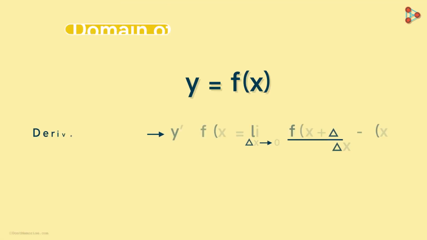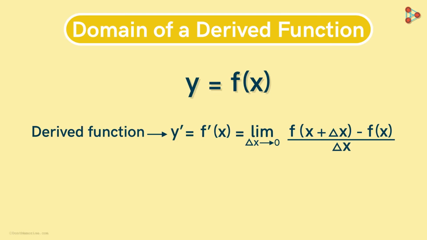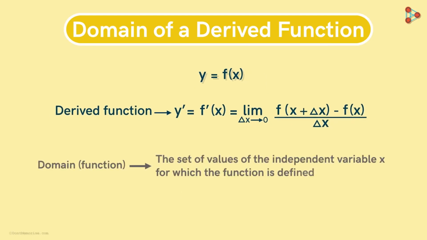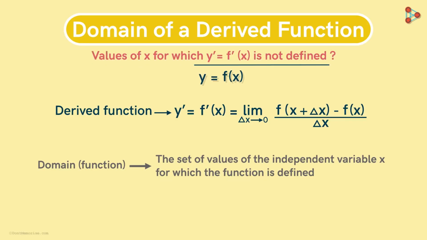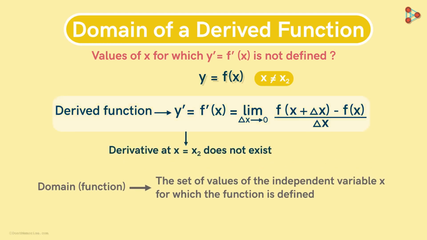Now, let me ask you a question. What will be the domain of the derived function? Do you remember what we mean by domain of a function? It's the set of all the values of the independent variable x for which the function is defined. So for which values of x will the derived function not be defined? Let's say at a particular value of x, say x2, this function is not defined. Then obviously, we cannot find the derivative of this function at x2. So it means that this derived function will not be defined at x2.